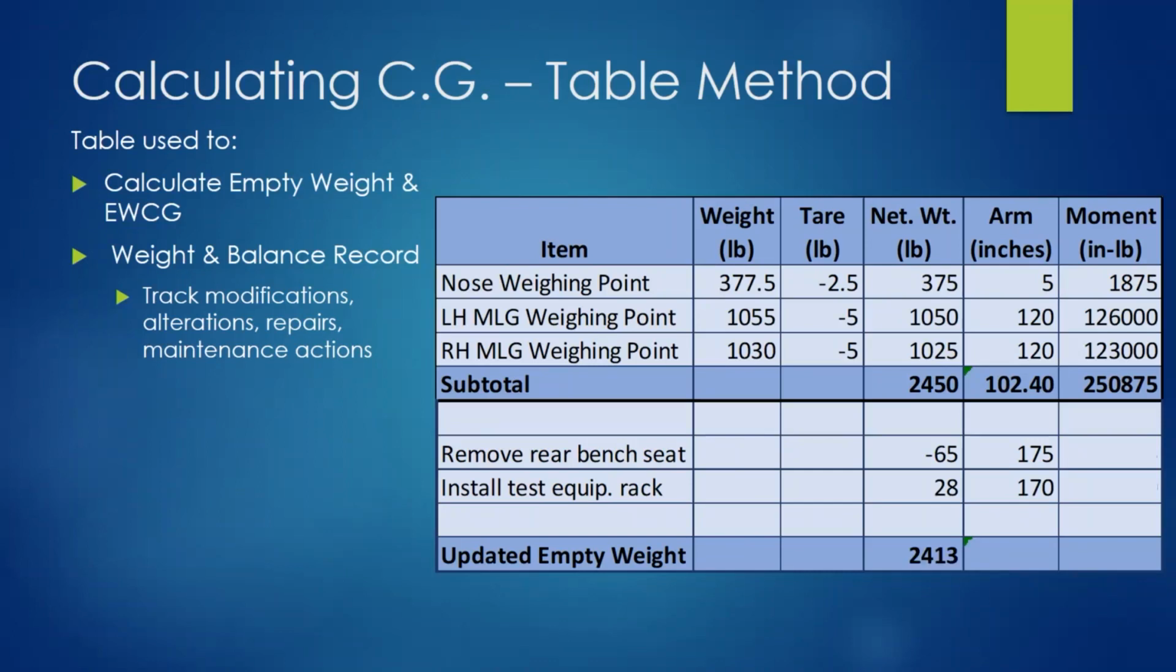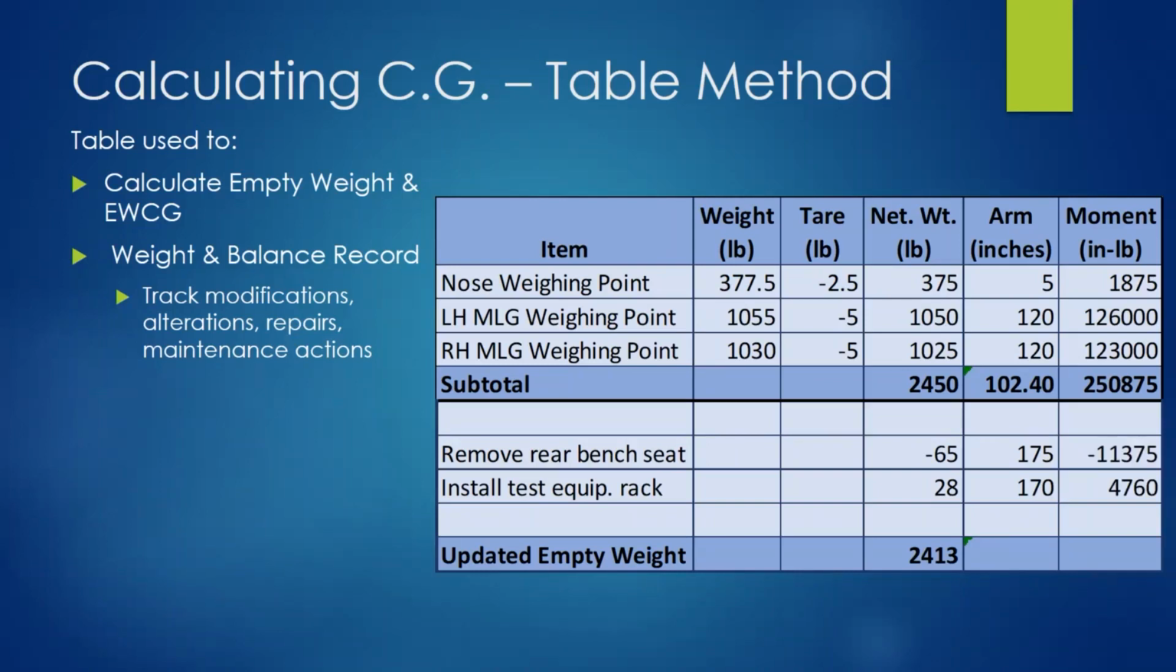So we just add up our weights. Here's our updated empty weight. So you can see the plane has gotten a little bit lighter. 35, 36, 37 pounds lighter, right? Because we took out 65 pounds and added 28 pounds back in.